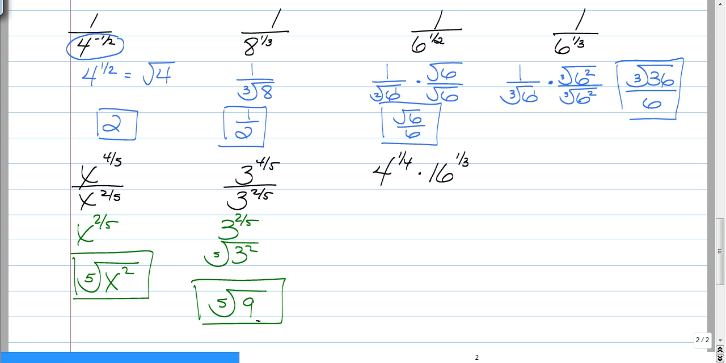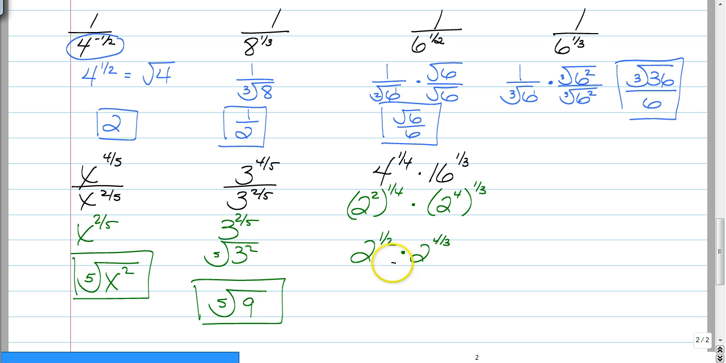And this next one, notice that they have different bases. But if you think about it, 4 can be rewritten as 2 squared to the 1/4 power. And 16 is 2 to the 4th power to the 1/3. When you raise an exponent to another exponent, you multiply. So this becomes 2 times 1/4 is 2 to the 1/2 times 4 times 1/3 is 2 to the 4/3.